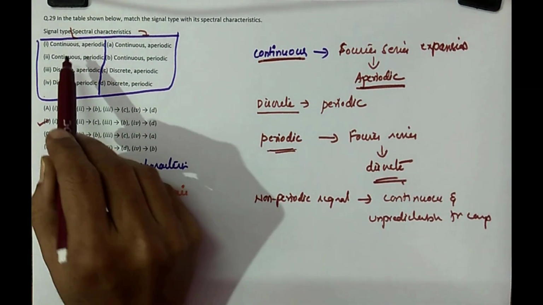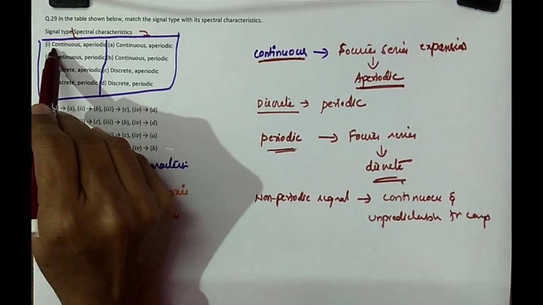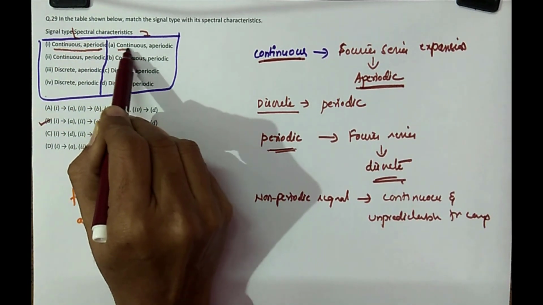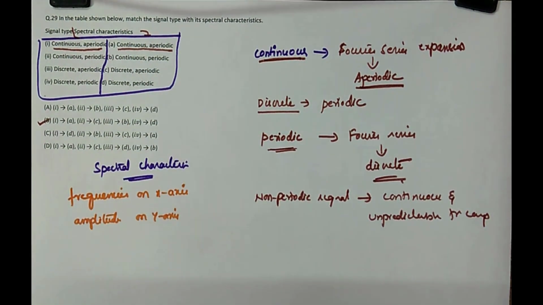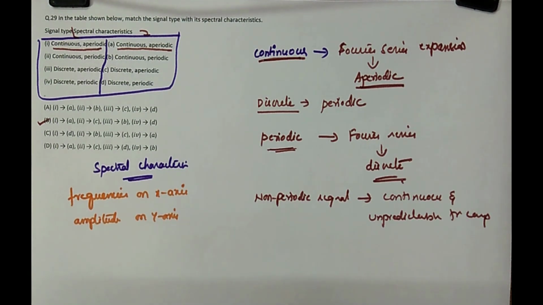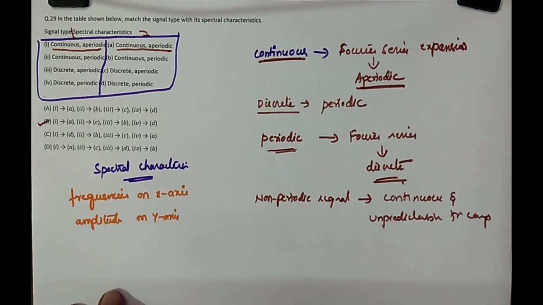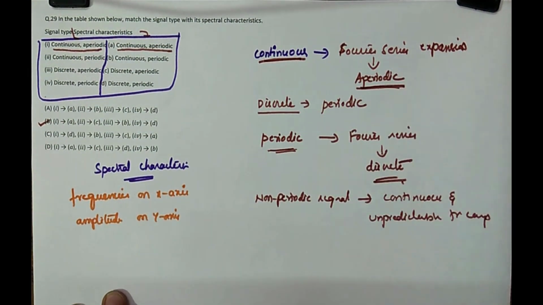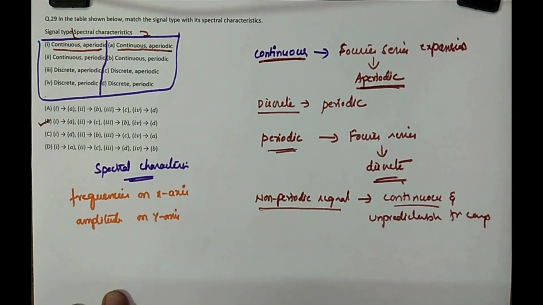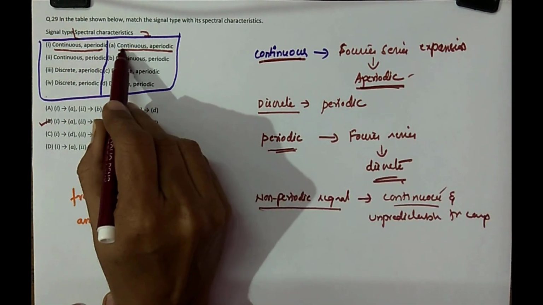One is mapped to A. If the signal is of type continuous and aperiodic, the spectrum is continuous and aperiodic. Okay, means you have to combine continuous and aperiodic. So you will get both spectral characteristics mixed. Continuous aperiodic signal: the spectral characteristics are aperiodic. Aperiodic spectral characteristics are continuous. So totally you have to club aperiodic and continuous. So this is the answer.